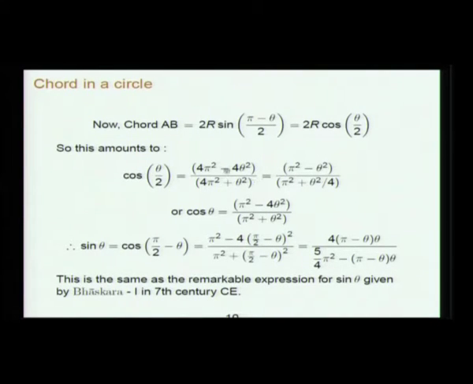So, chord AB, the formula is given, is (4 pi squared minus 4 theta squared) divided by (4 pi squared plus theta squared). So, that is cos theta by 2 is (pi squared minus theta squared) by (pi squared plus theta squared by 4). So, if you write theta instead of theta by 2, cos theta will be pi squared minus 4 theta squared by pi squared plus theta squared, with 2 theta in place of theta. So, sin theta is cos of (pi by 2 minus theta). So, you substitute that, and what you get is 4 into (pi minus theta) into theta by (5 pi squared minus 4 (pi minus theta) into theta). Okay.